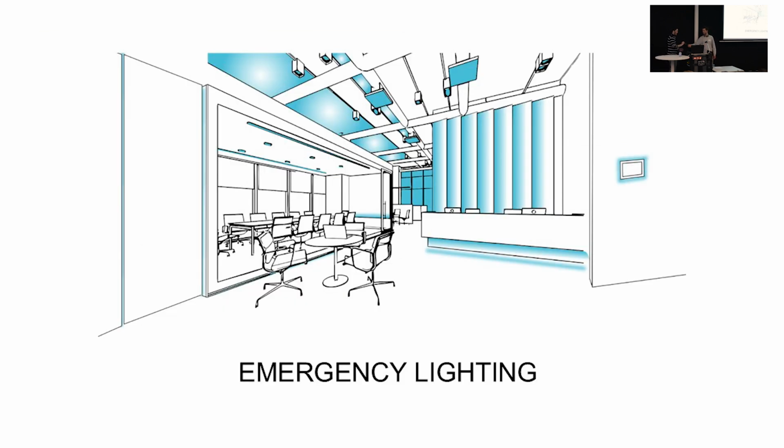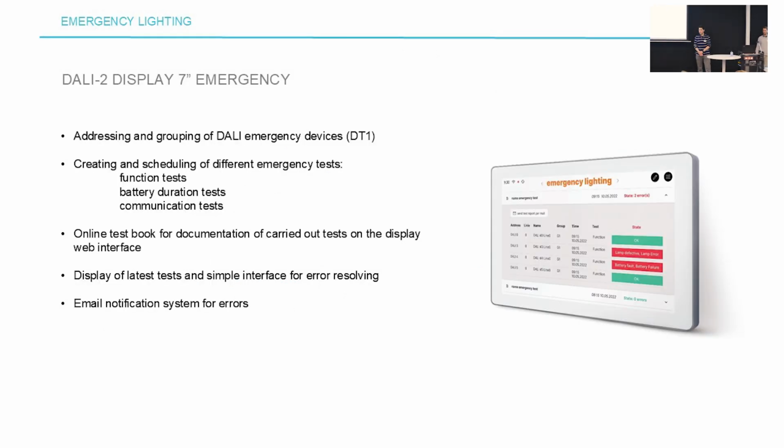Now let's get over to the emergency lighting. So I want to talk about the DALI 2 Display 7-inch emergency. This is a user-friendly interface for managing and monitoring DALI emergency devices. This is the device type 1.